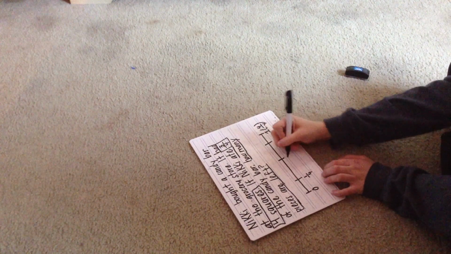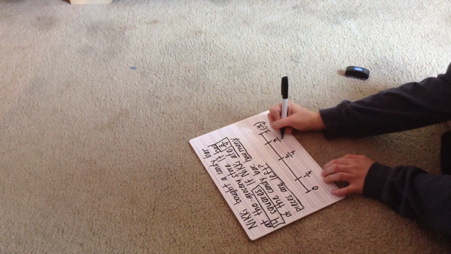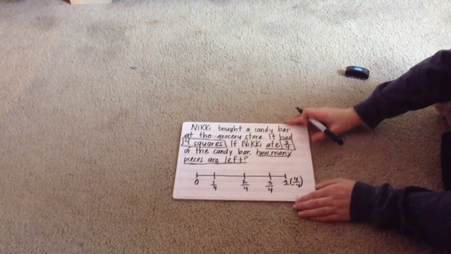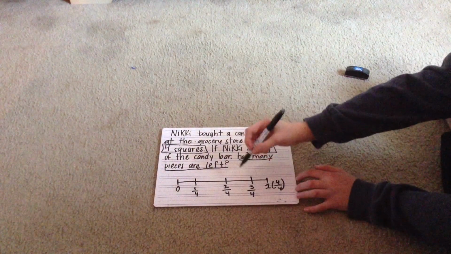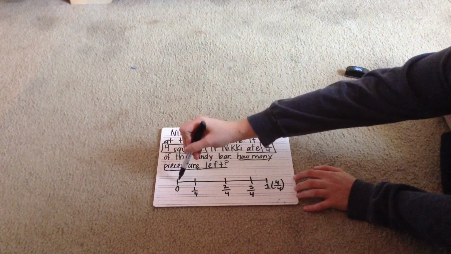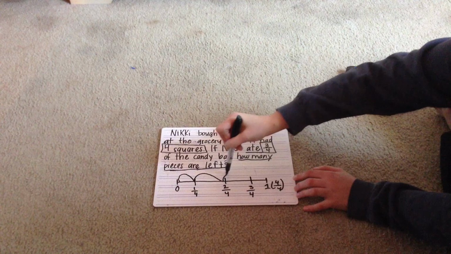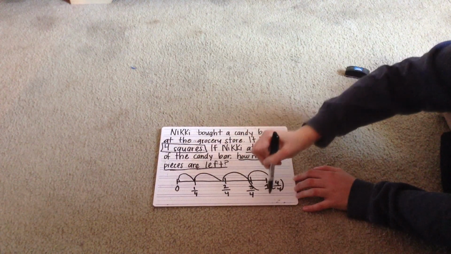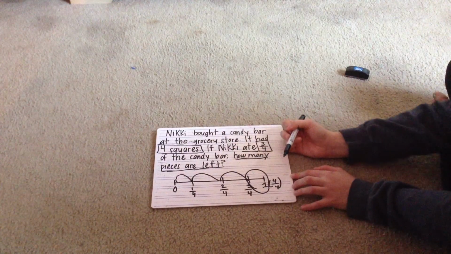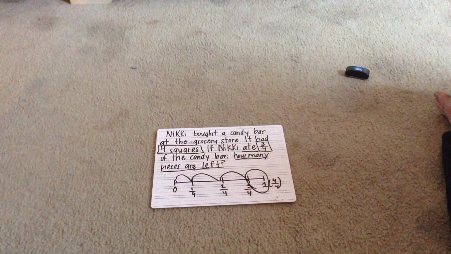1/4, 2/4, and 3/4. We know that Nikki ate 3/4, so go ahead and let's go to 3/4. 1/4, 2/4, and 3/4. We have 1 section left before we get to our whole, so we know that we have 1 piece left of the candy bar.